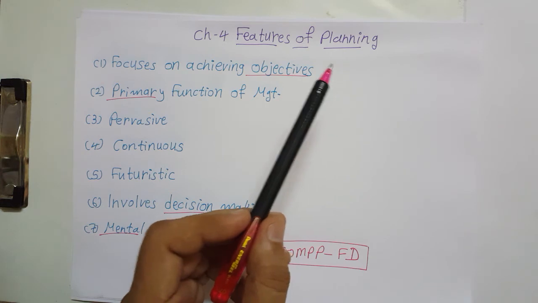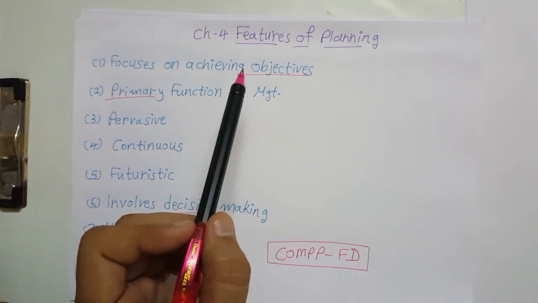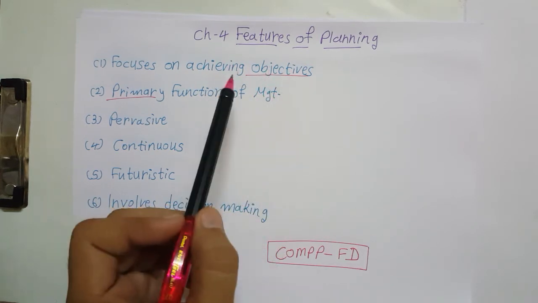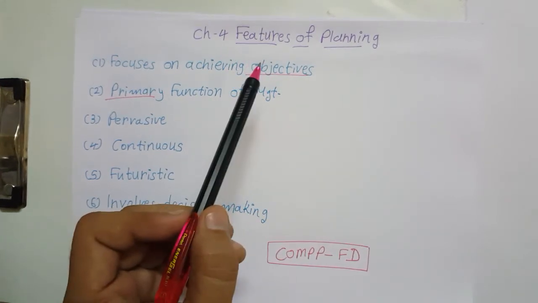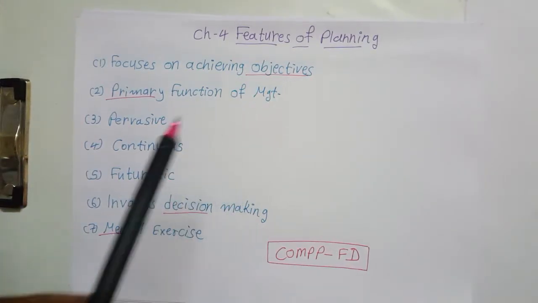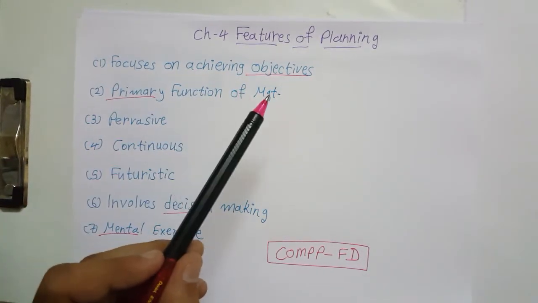In that way, planning is a purposeful activity. It has some purpose, and if there is no purpose or no objective, there is no meaning of planning. All right, so the first one is that planning focuses on achieving objectives.